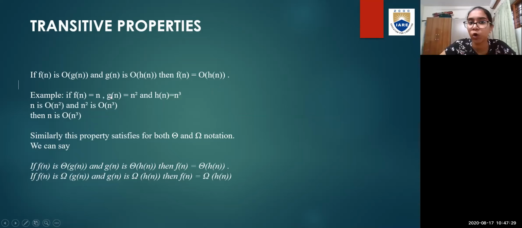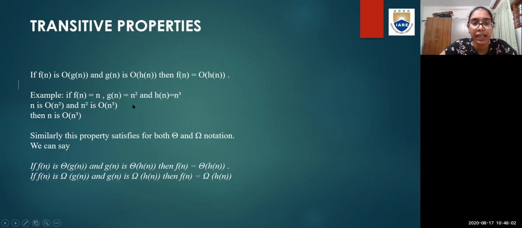f of n is equal to n. And your g of n is equal to n square, and your h of n is n cube. Now, what does big O of f of n give? Sorry, n is big O of n square. Right, because your f of n is equal to n, and it is big O of g of n. Your g of n is n square. So n is equal to big O of n square.